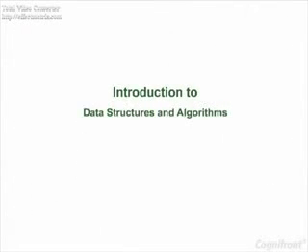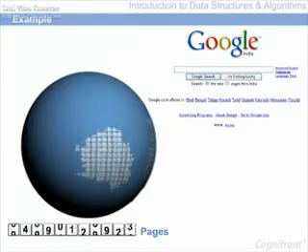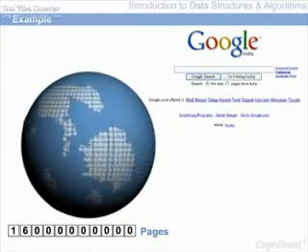Welcome to the fascinating world of data structures. Friends, before starting with data structures and algorithms, let's see a real-life example. All of us know the famous Google search engine. Do you know how many pages the Google website contains? It consists of 16 billion pages.